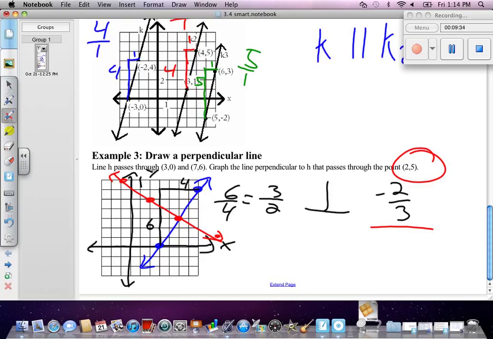Okay. 3 over 2 I got from the blue line, right? I went up 6 over 4, which reduces to 3 over 2. So that's the slope. And then when it's perpendicular, you have to flip it and change it from positive to negative or negative to positive. Does that help?